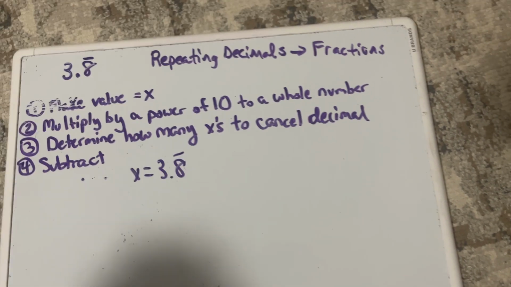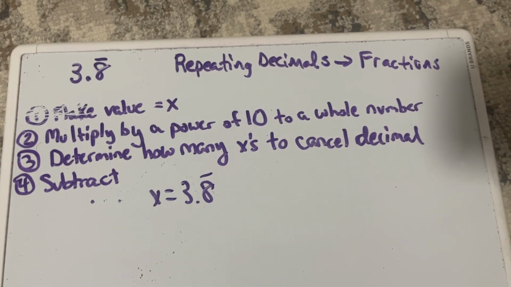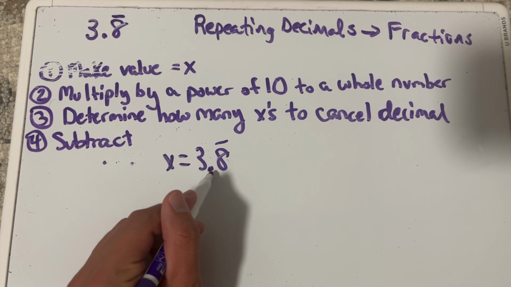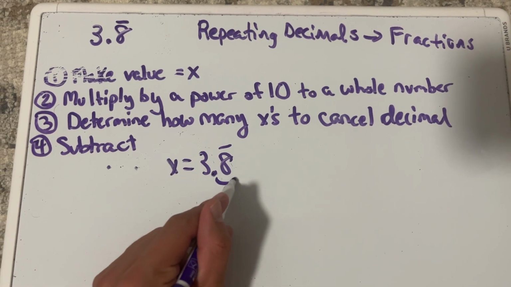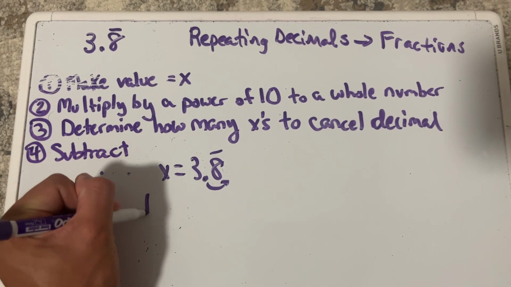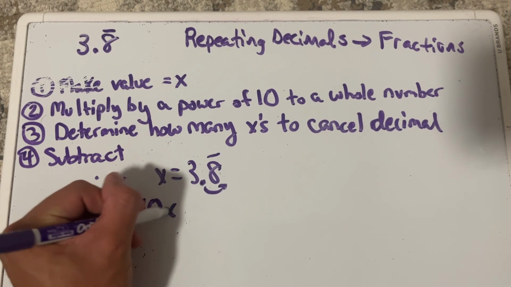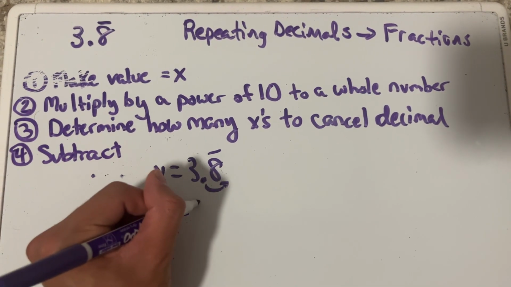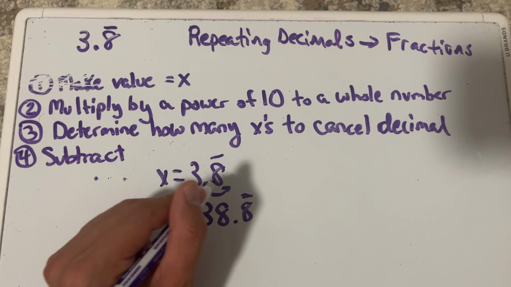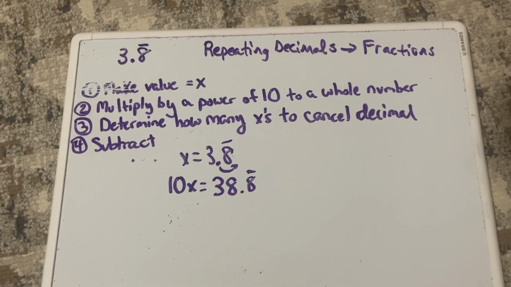I'm going to multiply by a power of 10 to make a whole number. So how many places do I need to move? I only need to move 1 place. So I'm going to multiply by 1 power of 10, and 10 to the first power is just 10. 10x equals 38.8 repeating. Remember, the 8 is not going away.